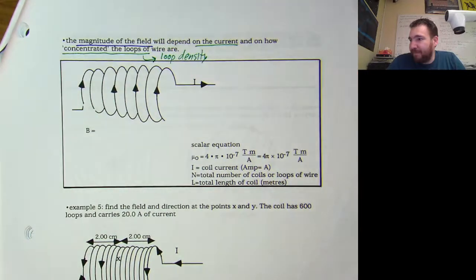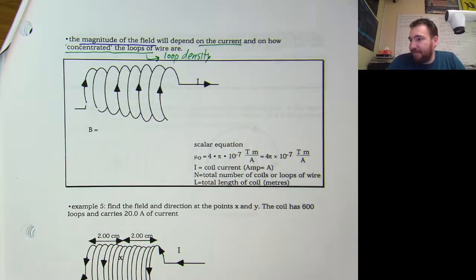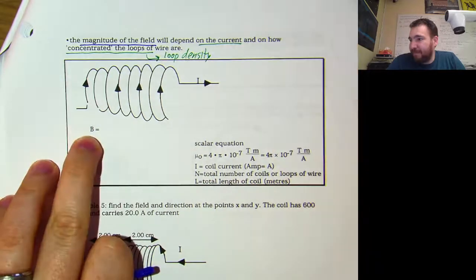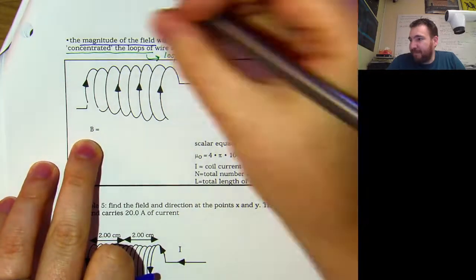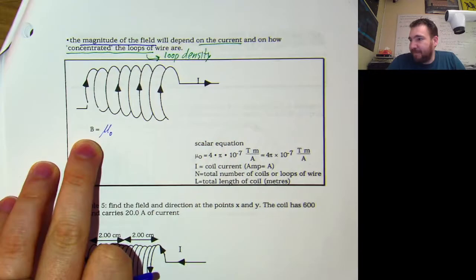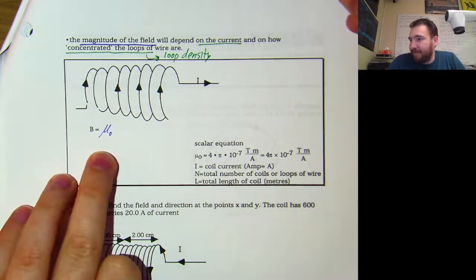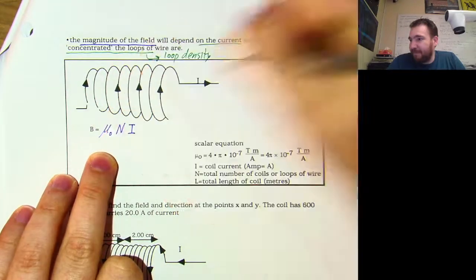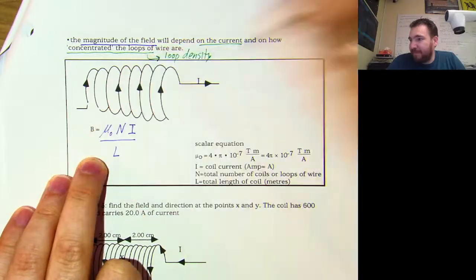If I use this word density, are we cool with what that means? How much is packed into the volume that's present? The more that's packed, the higher the density. The less you have, the less dense something is. I'm not even going to get you to derive this. I'm just going to tell you what has been experimentally validated. B, the strength of a B field, is equal to mu naught. It's not a coefficient of friction. I'll tell you what that is in a second. Times big N, times capital I, divided by L.